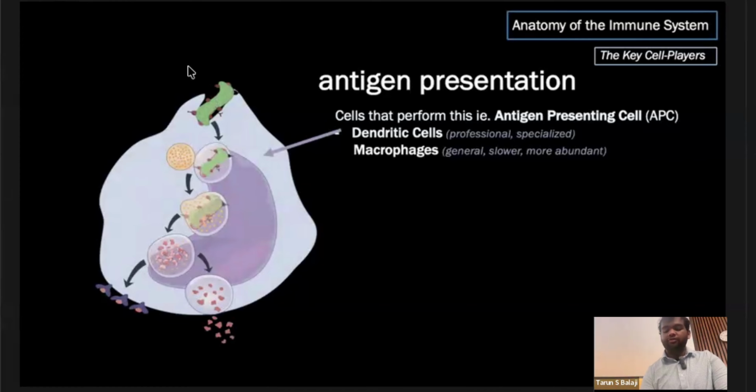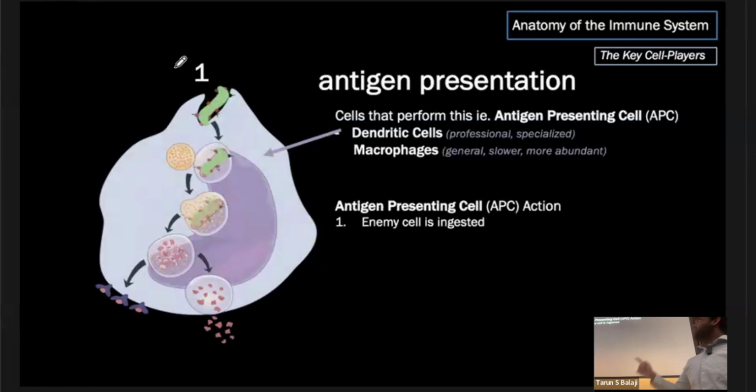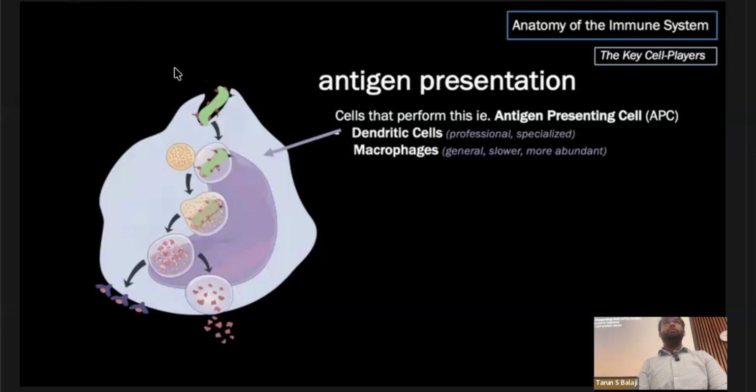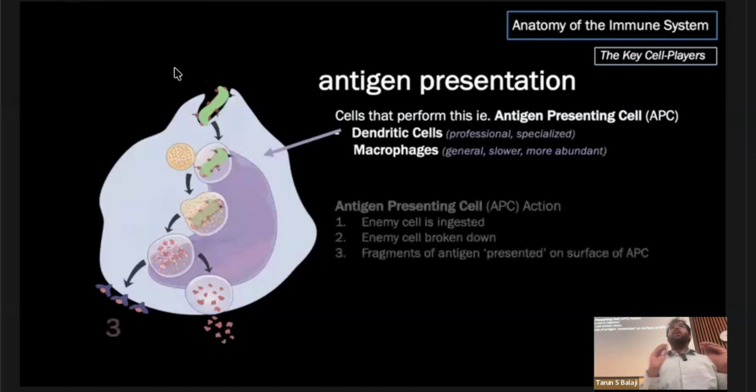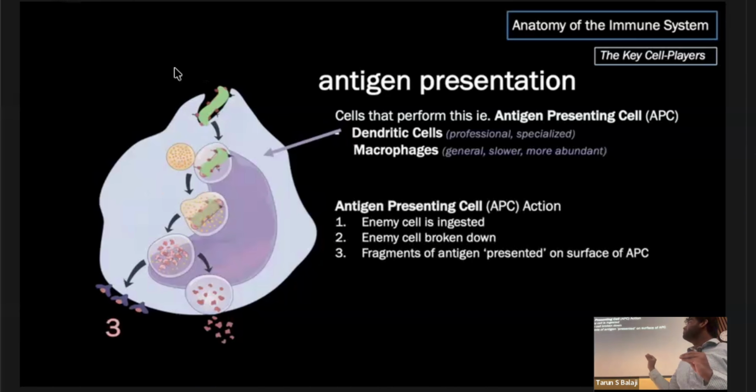So what these cells are going to do is that they're first going to ingest this enemy cell. They're going to eat it up. They're going to break it down. And they're going to take fragments. They're going to take surface proteins from this foreign cell and present them on a surface. It's kind of like parading around with the heads of its enemies on pikes. So it's essentially putting out a hit list for these cells. Sounds gnarly, but it's pretty much what's going on.